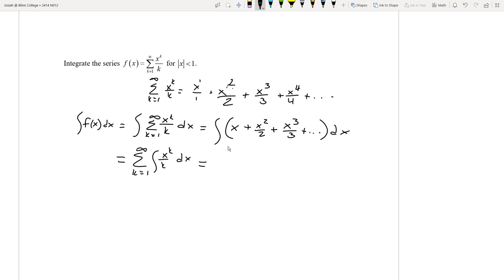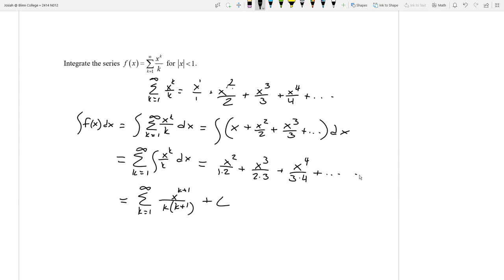And so here we get x squared over 2 plus x to the third over 2 times 3 plus x to the fourth over 3 times 4, and so on. This is 1 times 2 here. And I write that down just so we can see this in a sec here. We've got the integral from k equals 1 to infinity of, we increase the power by 1 and divide by the new power. And then we just add c at the end.